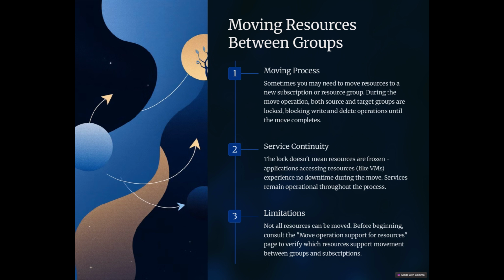They try to minimize disruptions as much as possible during management operations. That's a huge relief. Nobody wants unexpected outages just because they're reorganizing their infrastructure. But are there any limitations on what types of resources can be moved?